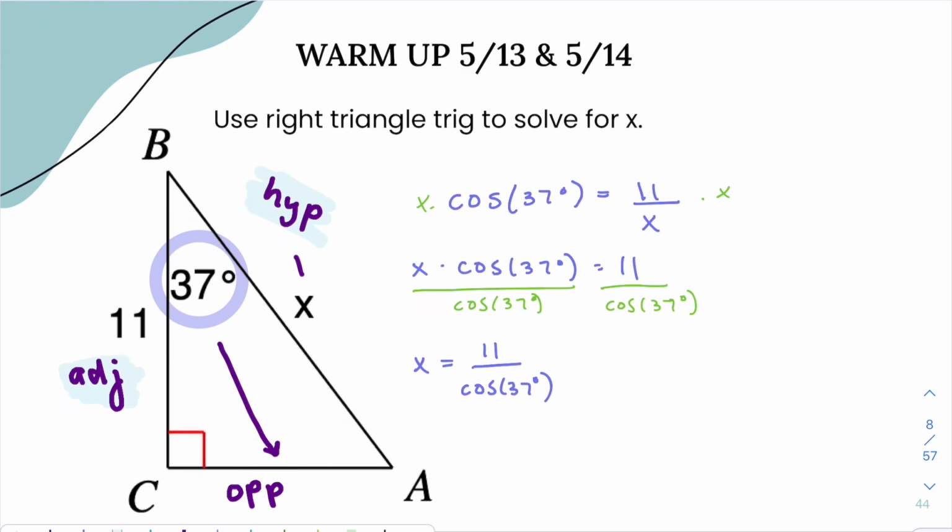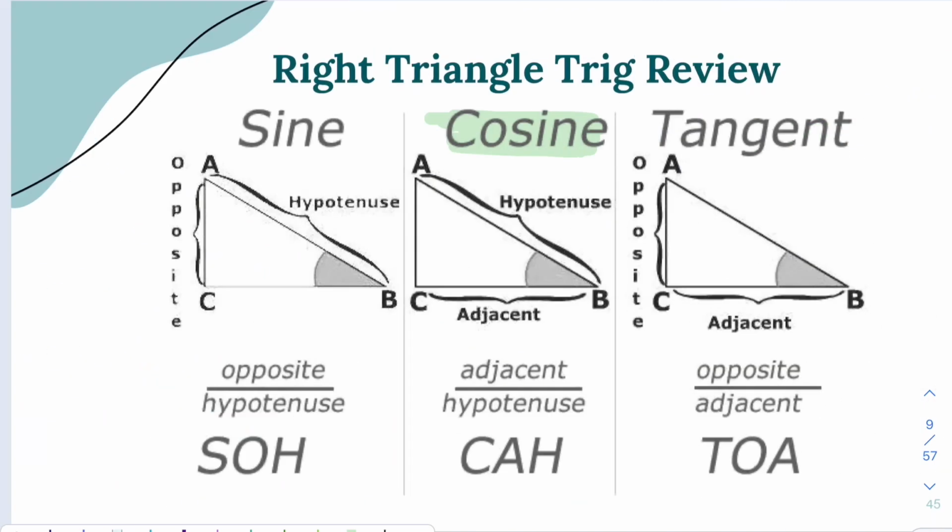11 divided by, make sure your calculator's in degrees, cosine of 37, close parentheses, that is 13.77349, and so on. So we will say round to the nearest hundredth is usually a good idea. That x is 13.77. Okay, so that's how we use right triangle trig.